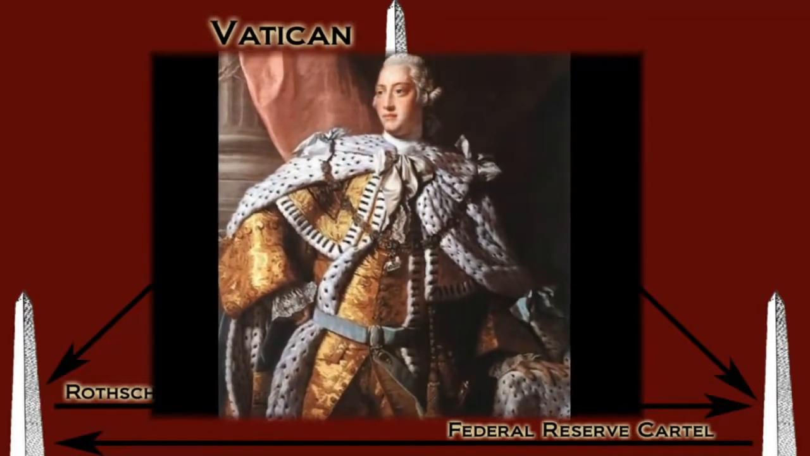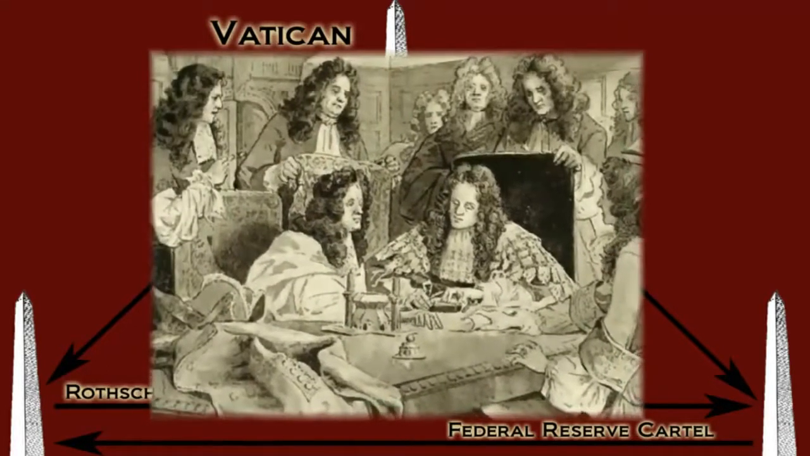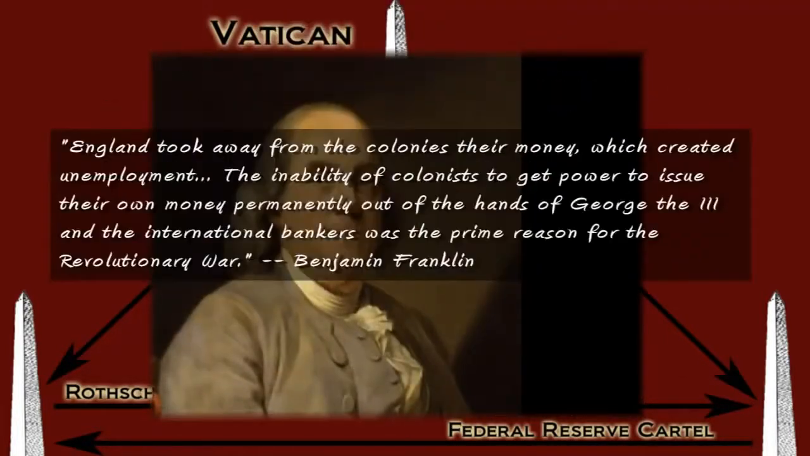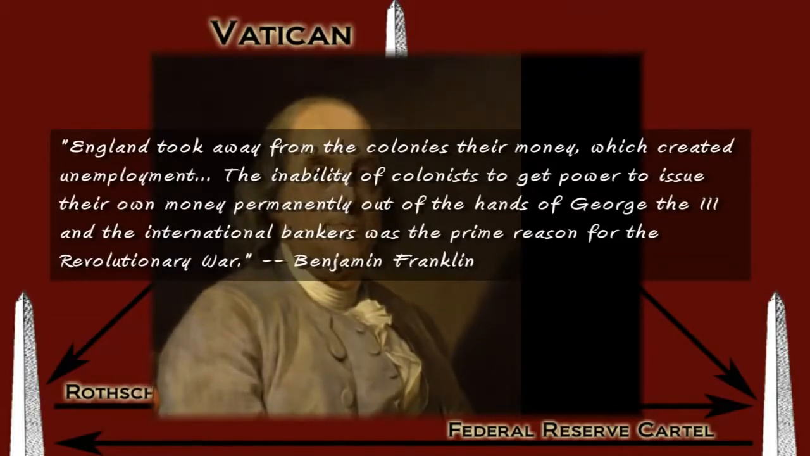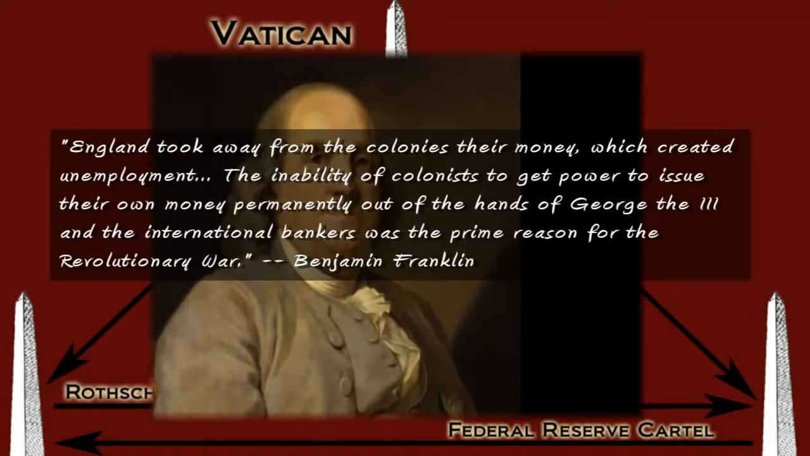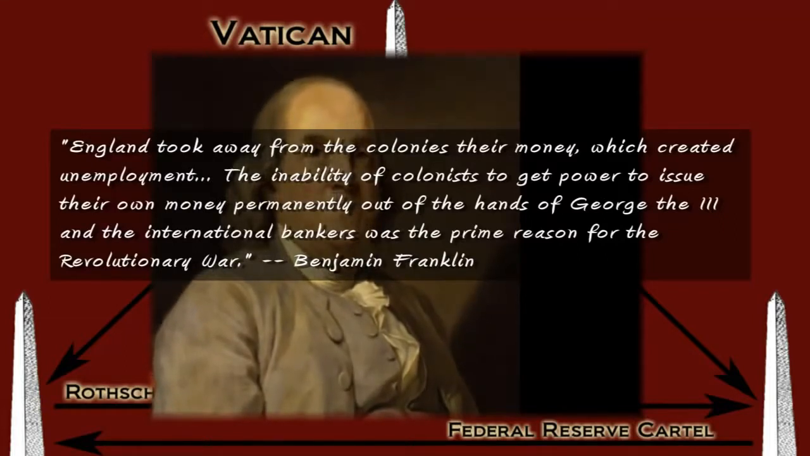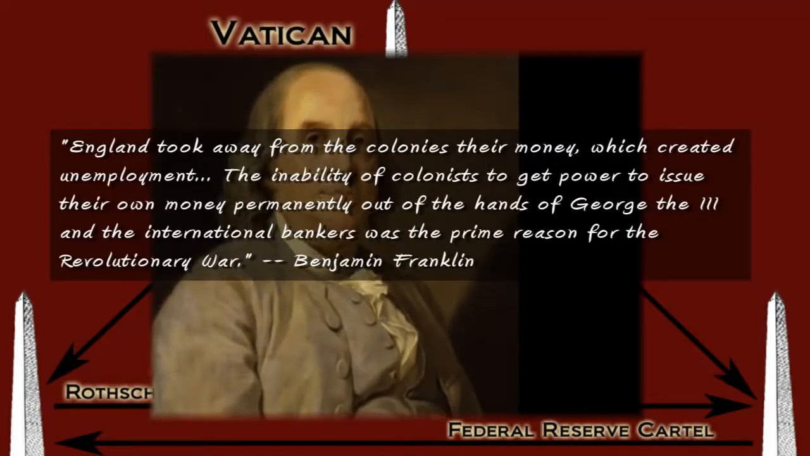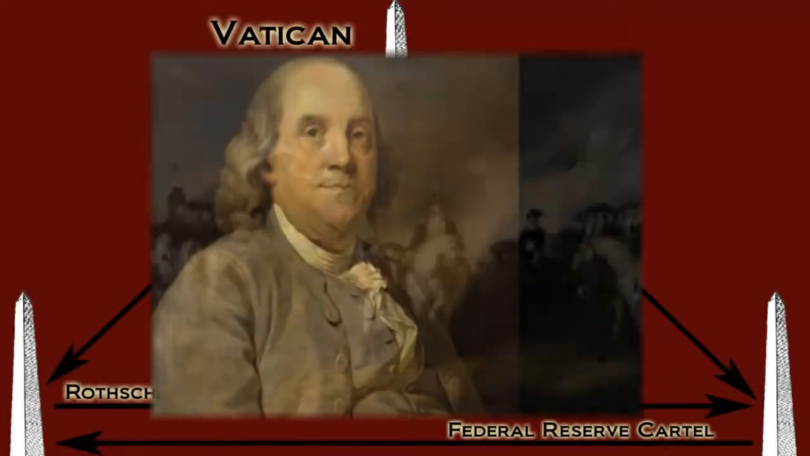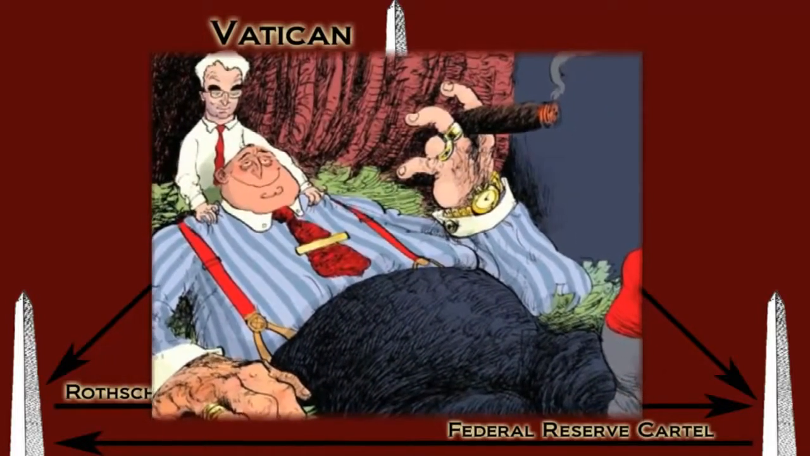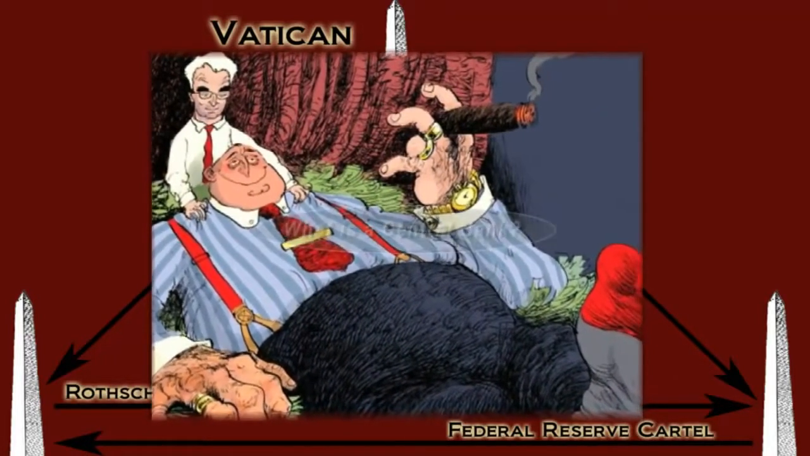He forced the colonies to borrow money from the Bank of England at interest, which immediately put the colonies into debt. Benjamin Franklin wrote, "England took away from the colonies their money, which created unemployment." The inability of the colonists to get power to issue their own money permanently out of the hands of George III and the international bankers was the prime reason for the Revolutionary War. In 1783, America won its independence over England. However, the central bank model and the corrupt greed concept associated with it had just begun.